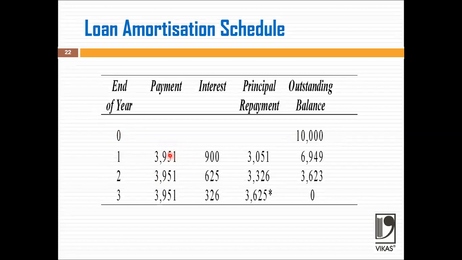This installment consists of two things. The first one is interest. The second portion is principal repayment. Then we have to deduct here. The 10,000 is the capital amount, the outstanding amount. So we have to deduct the principal, not the interest. We do not deduct all 3,951. We deduct the principal payment of 3,051. So 10,000 minus 3,051 equals 6,949 rupees. This is the outstanding balance at the end of year 1.